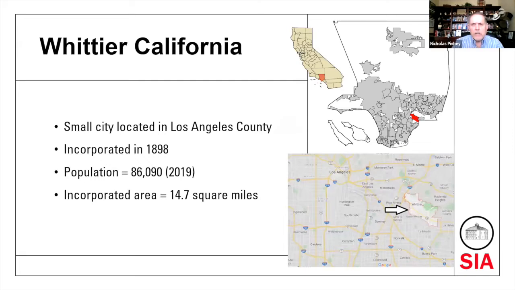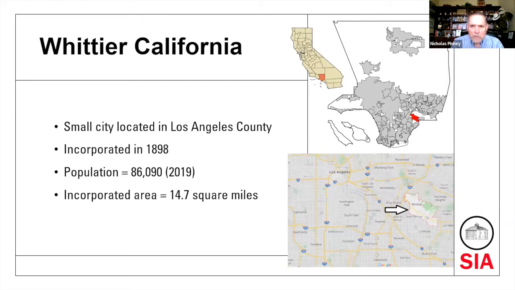Like many cities in Southern California, Whittier started out as a small agriculturally based community that incorporated at the very end of the 19th century. The population is currently around 86,000 residents, and the build-out population is projected to be approximately 90 to 93,000 residents.